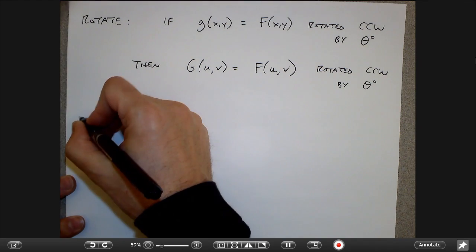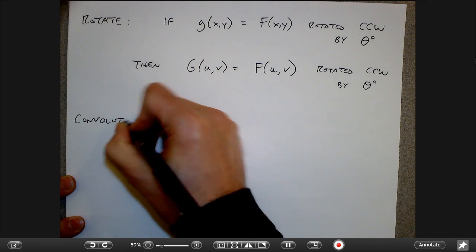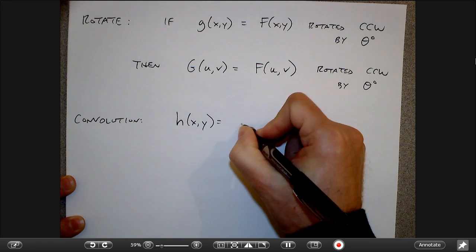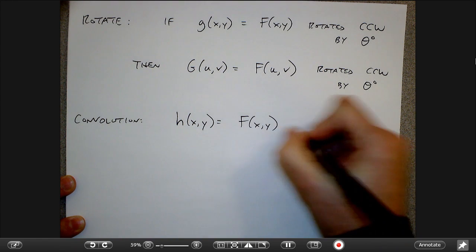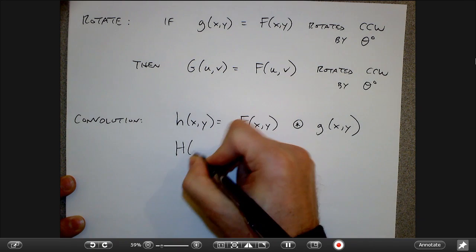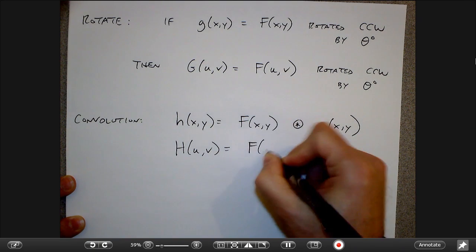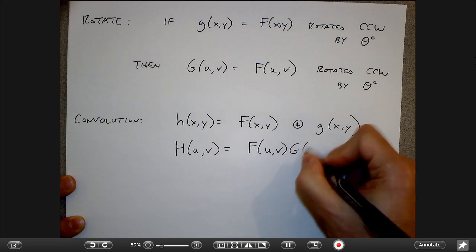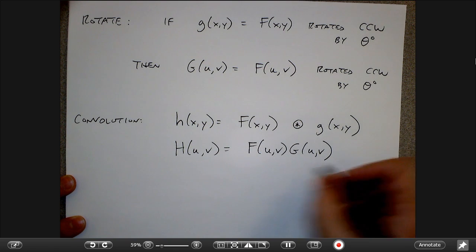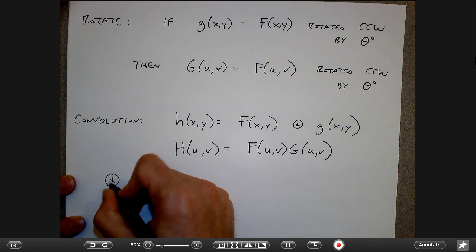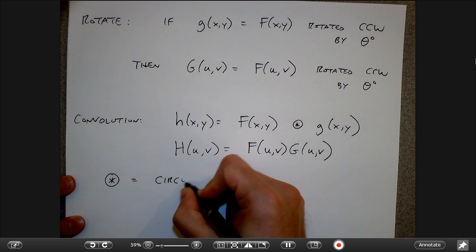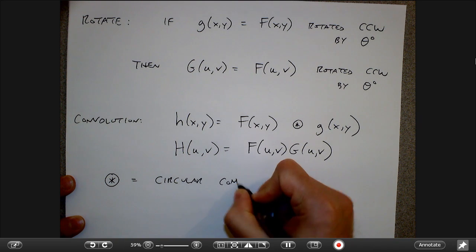Okay. The key one that we're all familiar with from signals and systems is convolution, which says that if h of xy is f of xy convolved with g of xy, then in the Fourier transform domain, I have the product of the two Fourier transforms. Now, just a quick comment about this. Here I drew my normal convolution asterisk, but I put a circle around it. And this is important. This is called circular convolution.